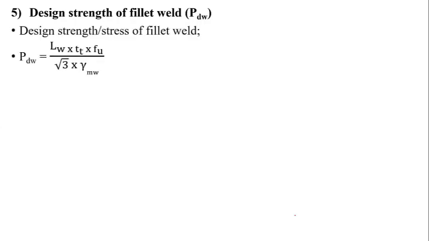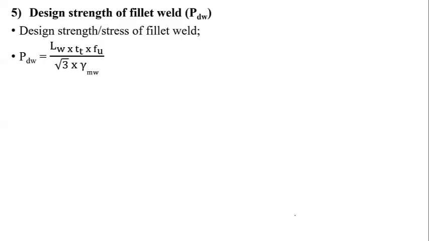Then the last one is the design strength of fillet weld, which is denoted with the symbol capital P suffix DW. Design strength of fillet weld. W represents weld, D represents design, and P represents strength. So this design strength of fillet weld is calculated by using a formula which is LW into TT into FU upon √3 into gamma MW. Okay, remember this is the formula to find out the design strength or design stress of fillet weld. Please make a note of this formula.